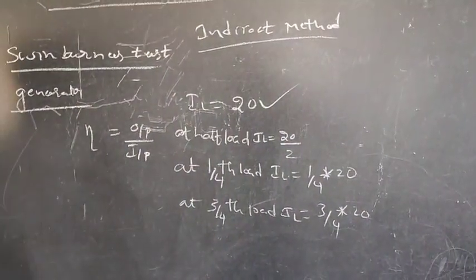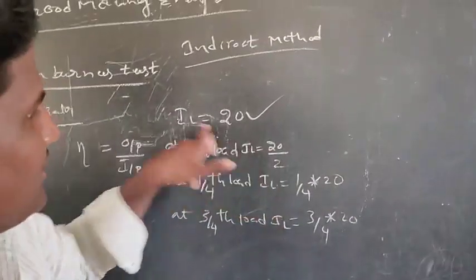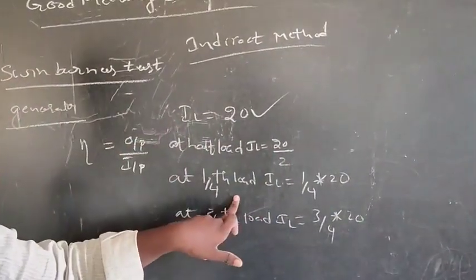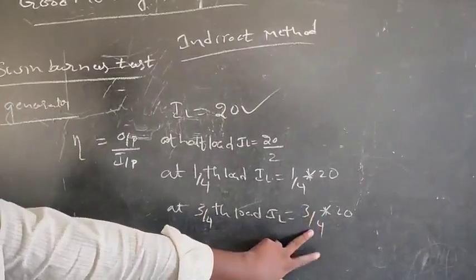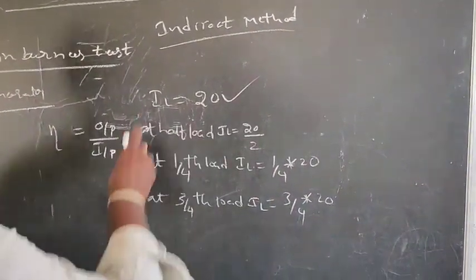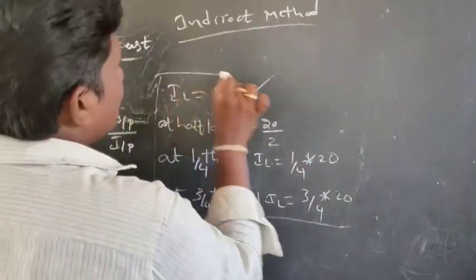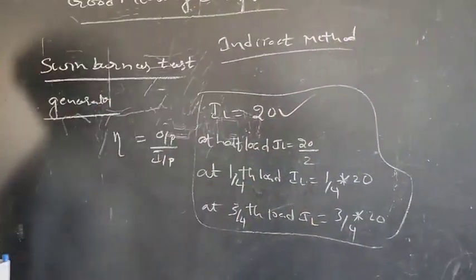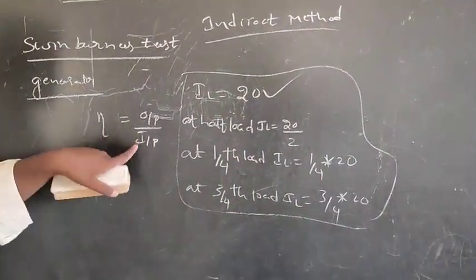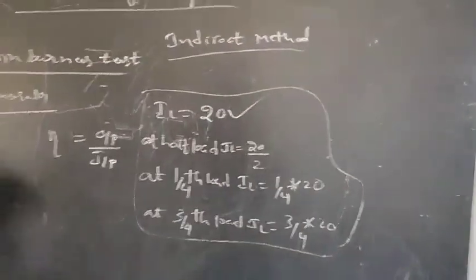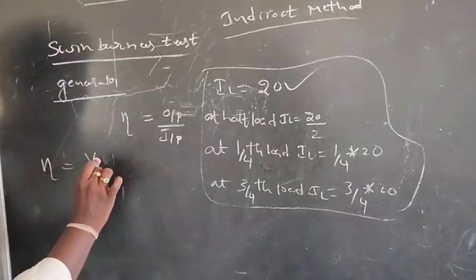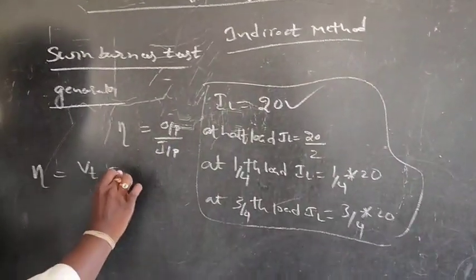So in case of the loads, half load means half into IL. Quarter load means 1/4 into IL. 3/4 load means 3/4 into IL. So at any load we can determine. Efficiency equals output by input. For a generator, output equals electrical energy, so VL IL.